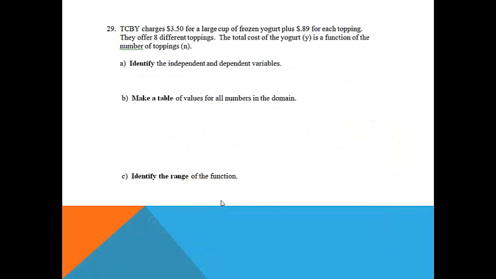Okay, 29, TCBY charges $3.50 for a large cup of frozen yogurt plus 89 cents for each topping. They offer 8 different toppings. The total cost of the yogurt, Y, is a function of the number of toppings, N, and it says to identify the independent and dependent variables. So we're going to list independent and dependent. Okay, so what do you have control over? What do you get to pick? Well, you get to pick the number of toppings. So we're going to put number of toppings for that. And then what depends on how many toppings you pick? The cost depends on the number of toppings that you pick. All right, so there we go.